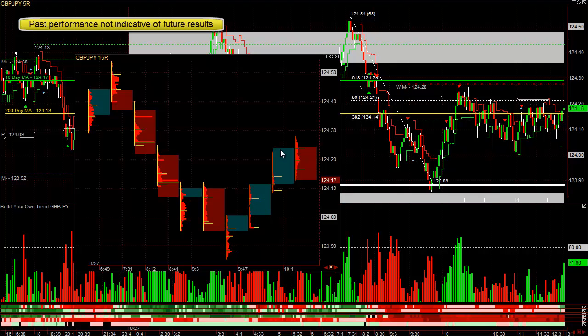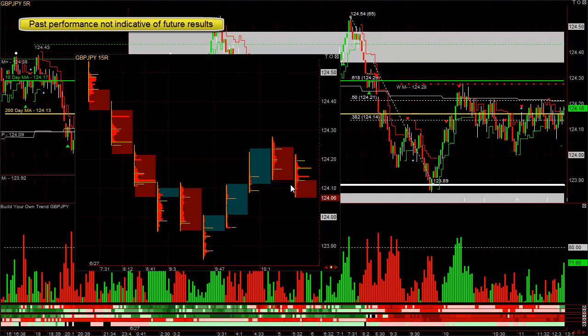It goes up, it goes up. Notice where the value area is, right near the bottom of that bar. During the next bar, as long as it stays above there, you stay in the upward move, and here you get stopped out.